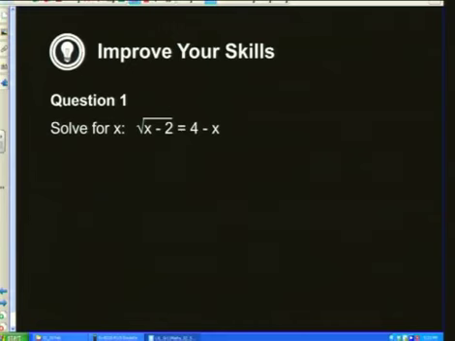Okay, so the improve your skills section, question 1. The equation is the root of x minus 2 is equal to 4 minus x, and we would like to find what the value for x is.